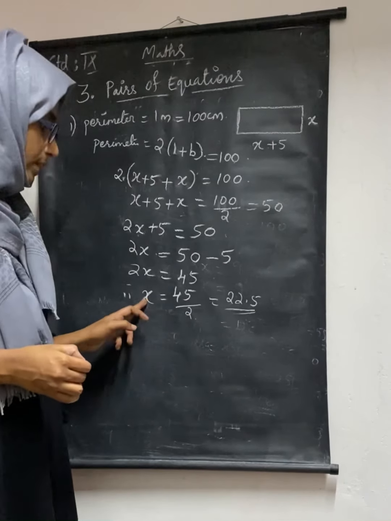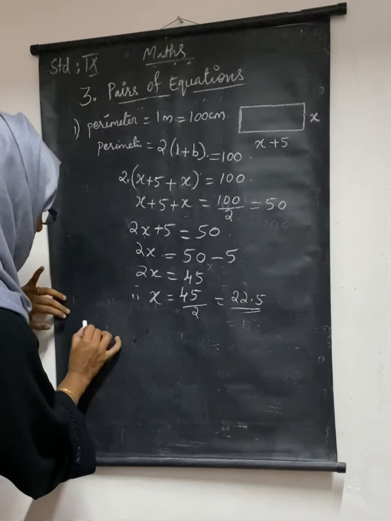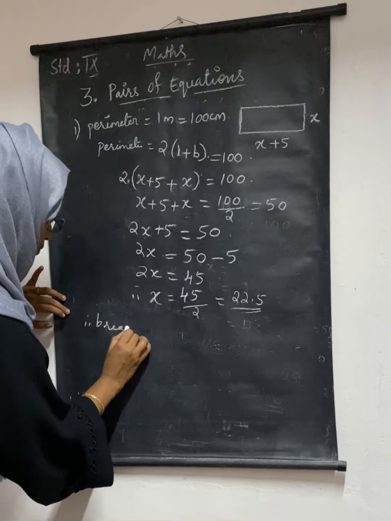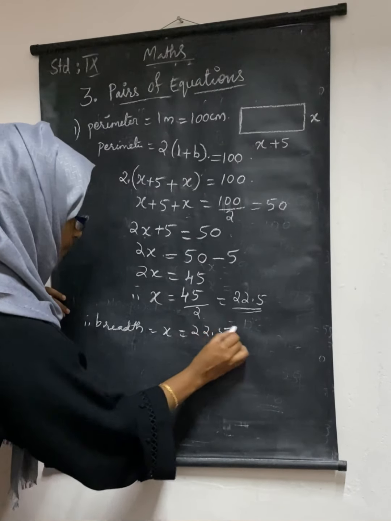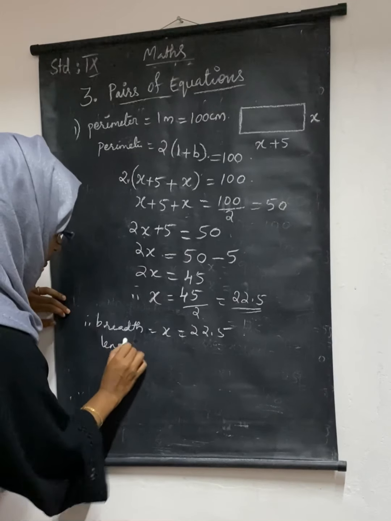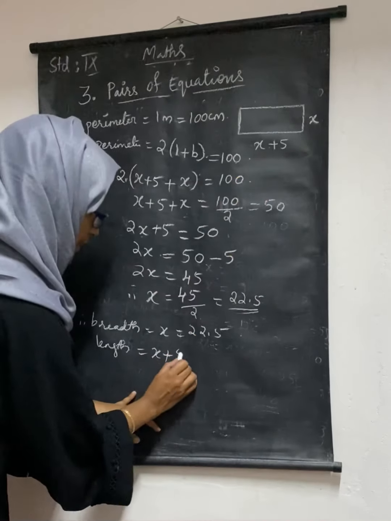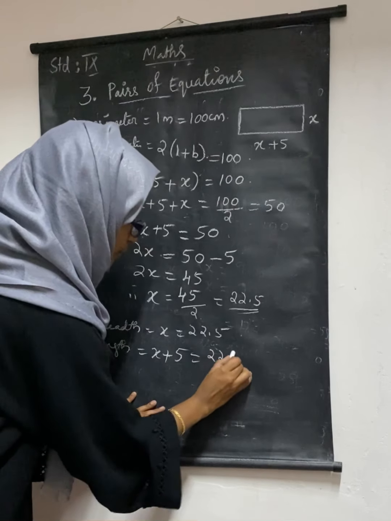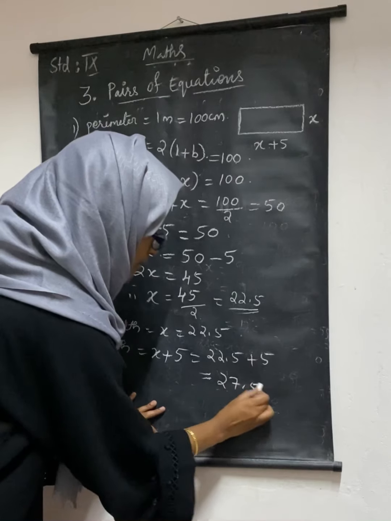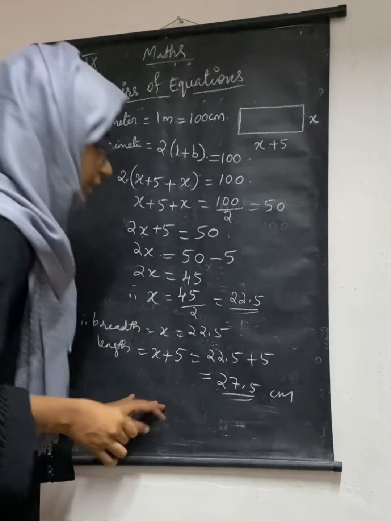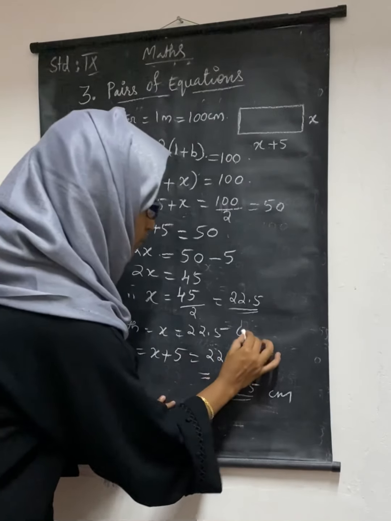Now go back and see what your x actually is. It is the breadth, so breadth is equal to x, which is 22.5. And length is equal to x plus 5, so I have to write 22.5 plus 5, which will be 27.5 centimeter, not in meter, because we have converted into centimeter there. So this is centimeter, here also centimeter.